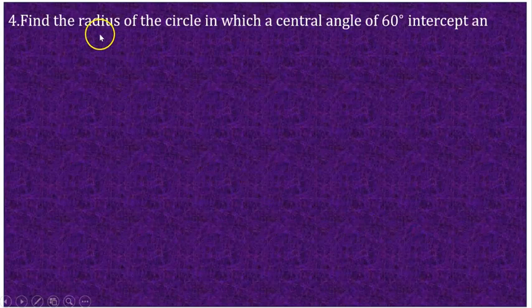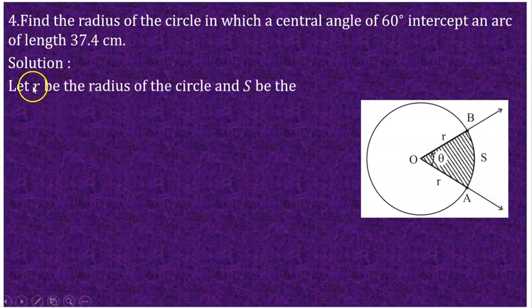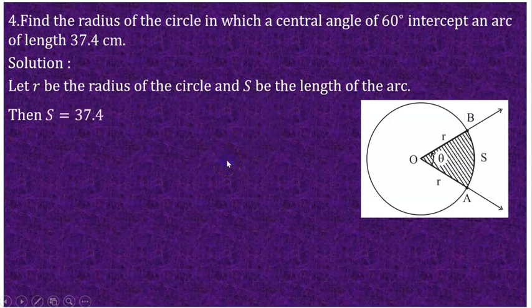Now next, find the radius of the circle in which a central angle of 60 degree intercepts an arc of length 37.4 centimeter. Now see this here. Let r be the radius of the circle and s be the length of the arc.